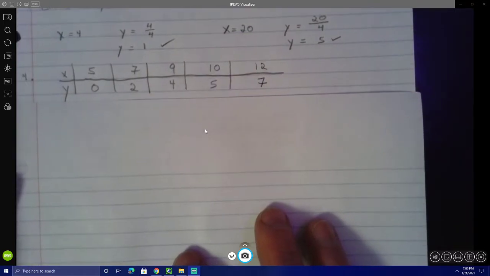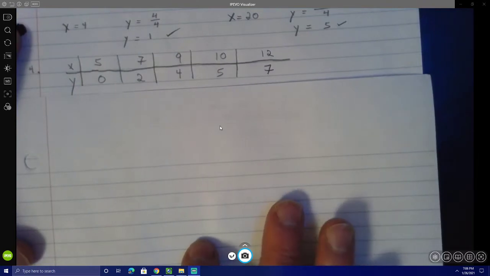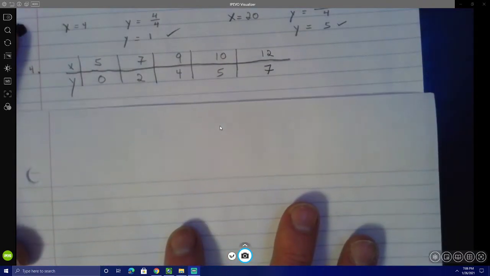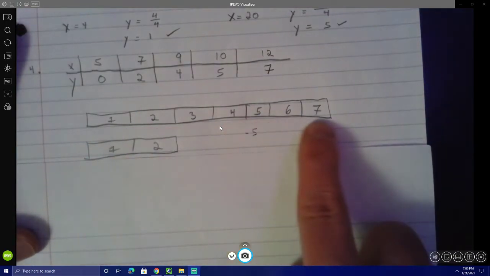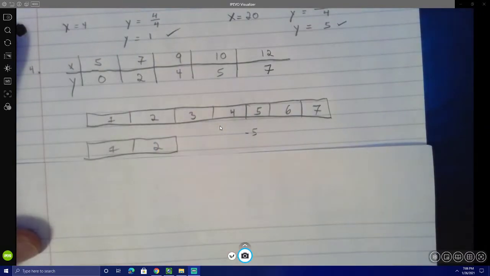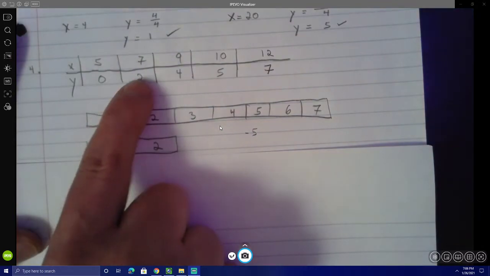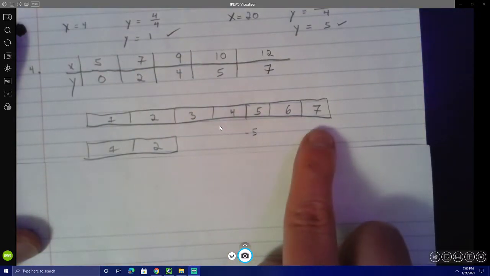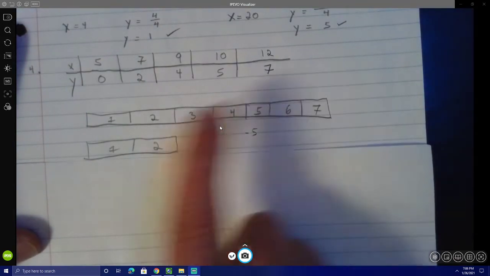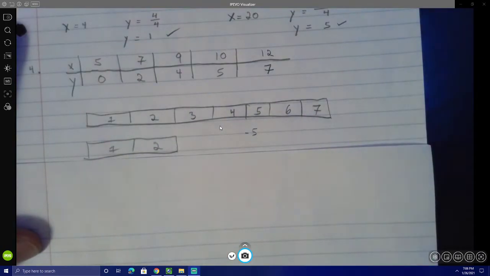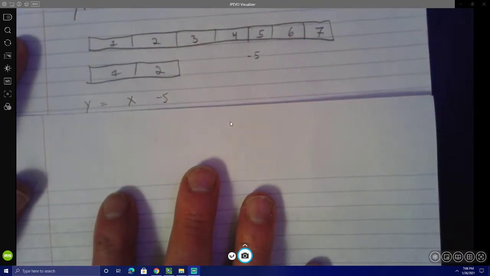So for the next problem, we again were given a table, and we had to figure out an equation that represented this table. So for this, I started off with a model. I drew 7 blocks to represent x equals 7, and then I drew 2 blocks to represent y equals 2 when x is equal to 7. So from here, I notice, hey, I see a pattern. I see that there's 5 blocks missing from my x value to equal my y. Why don't I try that as my equation? So I came up with y equals x minus 5.